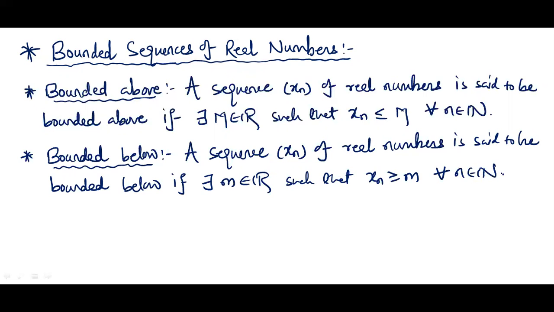Means if there exists a real number small m such that each term of the sequence xn is greater or equal to m, then we say that the sequence is a bounded below sequence.